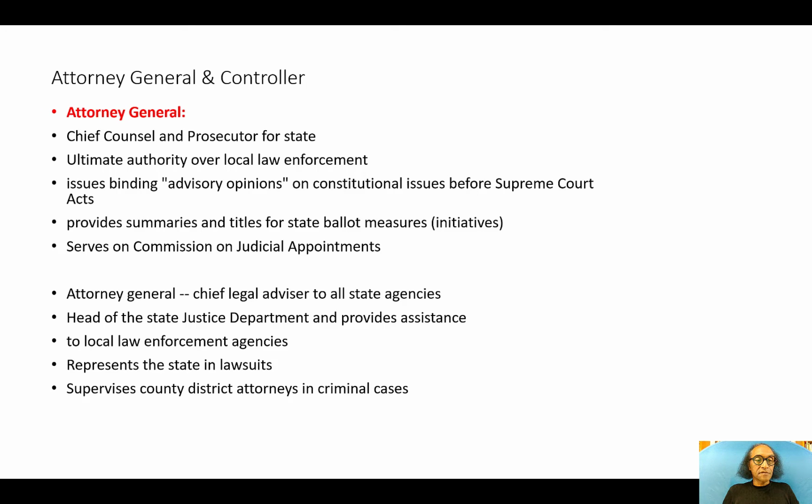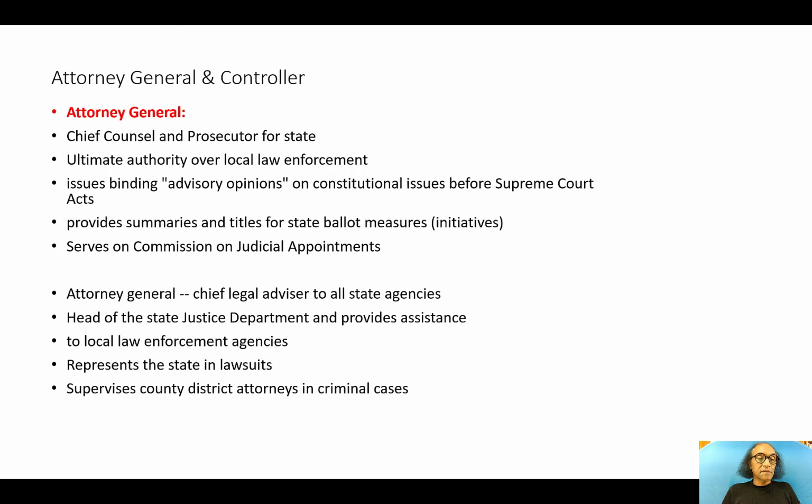The chief function of the attorney general, of course, is to ensure that all state laws are observed, and when they're not observed, to take appropriate legal action to seek enforcement. And among the powers of the Attorney General is authority over local law enforcement, so local district attorney's offices and local police officers and so on are ultimately accountable to the state Attorney General.